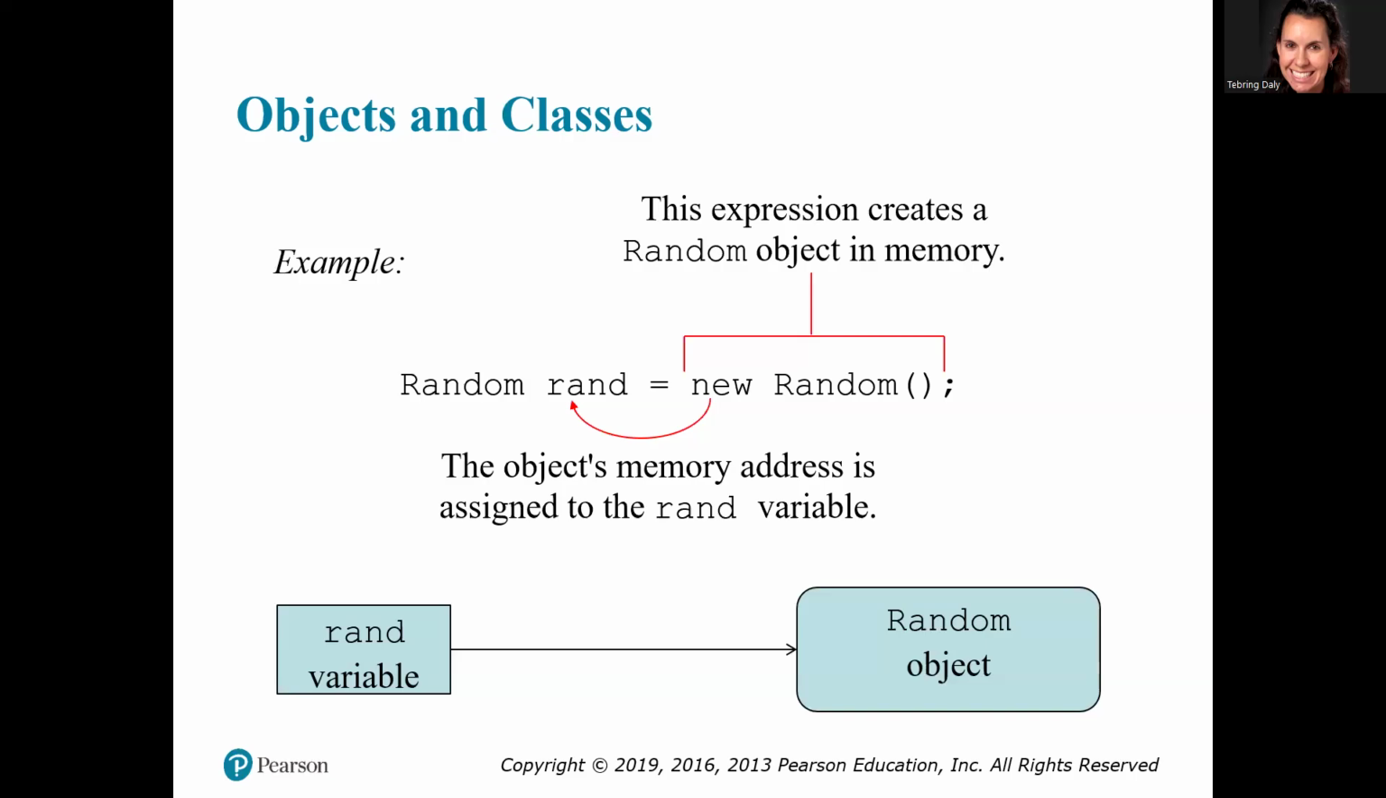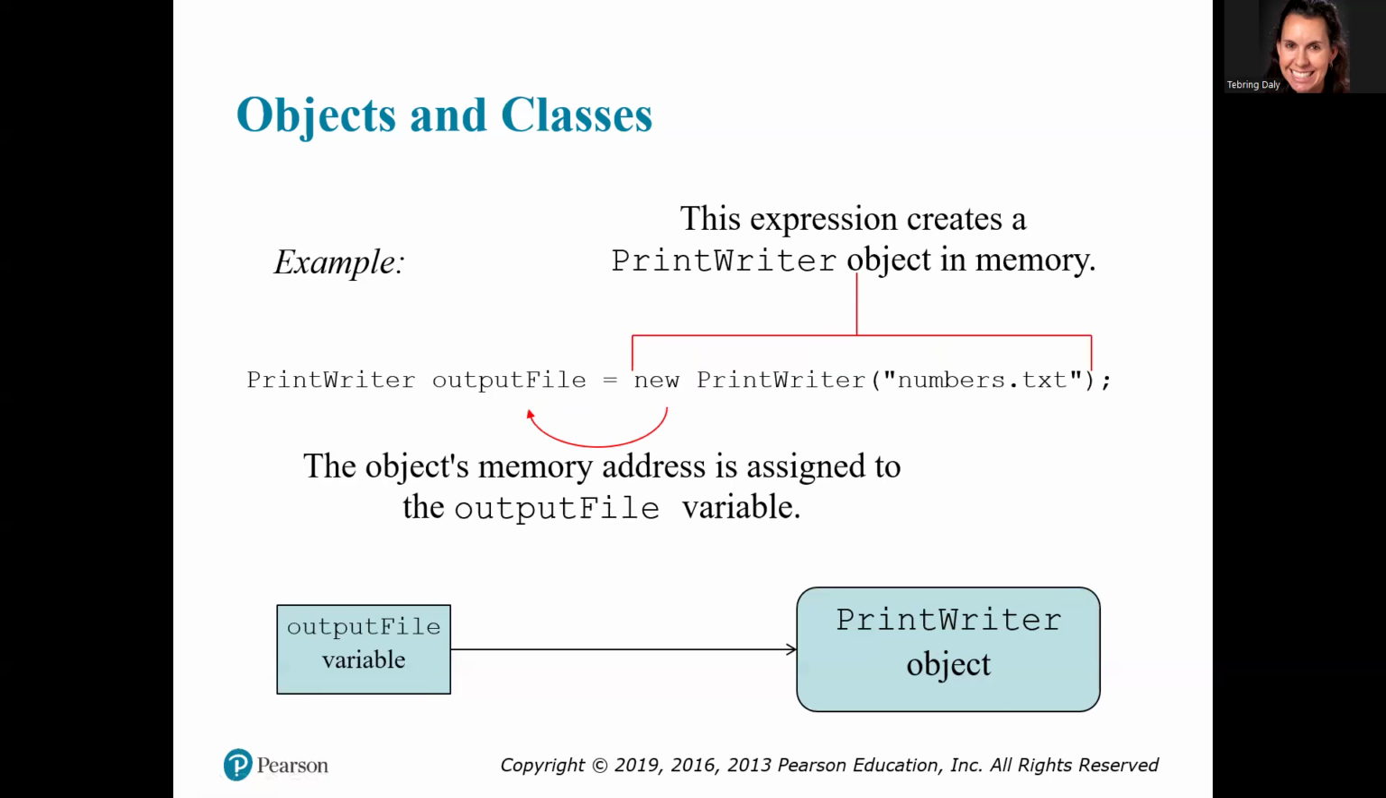But this one is also an object, and it says that the name of it is rand. That's the variable name, the object name. And this says that the type is Random. And then this is creating the object, and as we were talking about, it could be empty parentheses if no data is coming into the object.